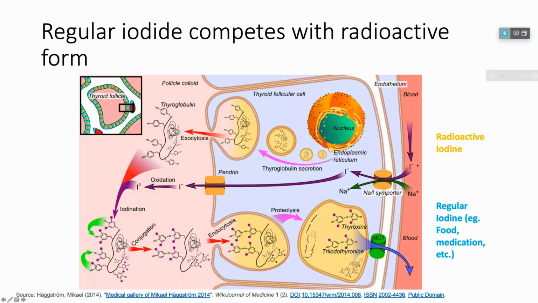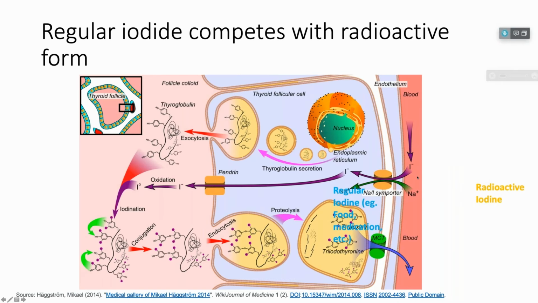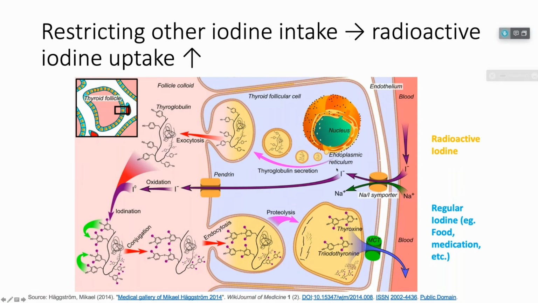Yeah. So this is a big deal because it's hard, because almost everything contains iodine, right? You talked about the iodized salts, but almost everything has iodine. So you're giving them radioactive iodine. If there's regular iodine around, then it will also go in through the sodium iodide symporter. And so then there will be less of the radioactive iodine that's taken up. Pretty simple. So instead, you tell them no iodine. I don't know for how long, but it's for a bit.